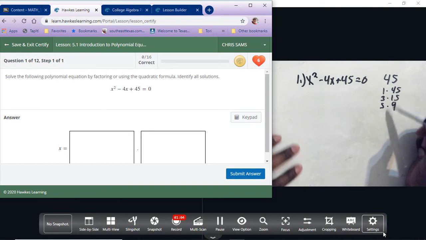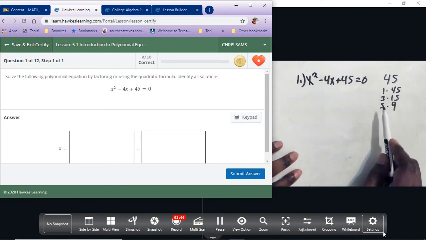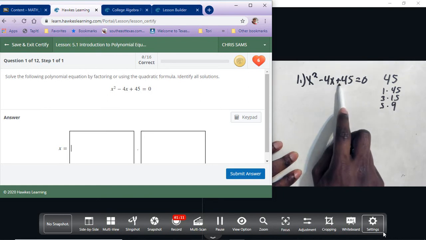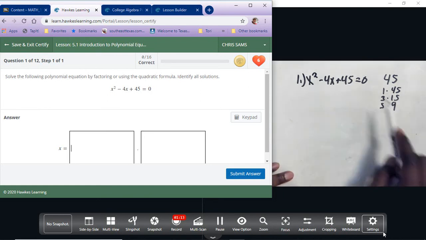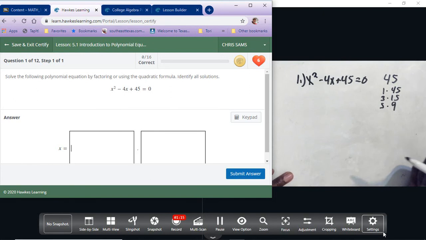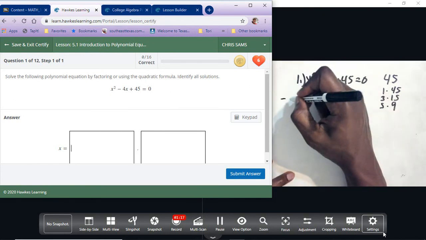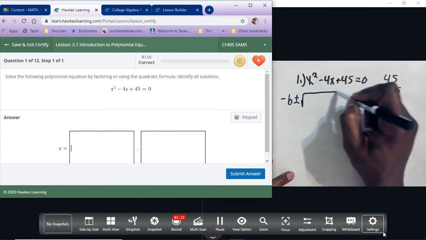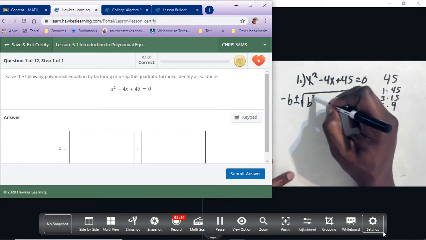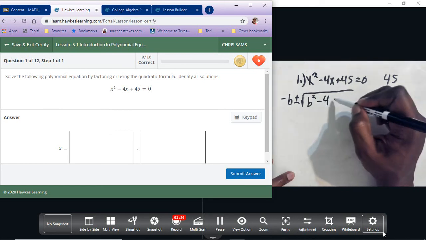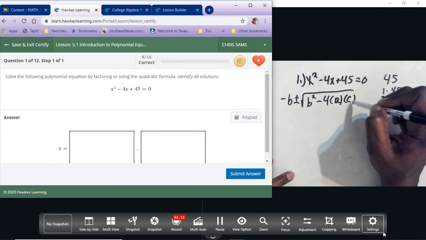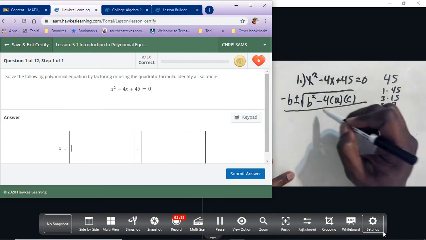Okay, so these are the factors. If we were to subtract these, we could get 4, but the problem says to add. So, that being the case, this will not factor, so we have to do the quadratic formula. That is negative b plus or minus the square root of b squared minus 4 times a, which is 1, times c, which would be that 45, all divided by 2a.